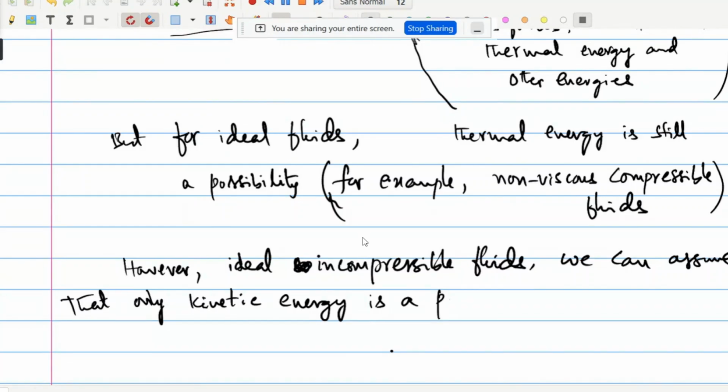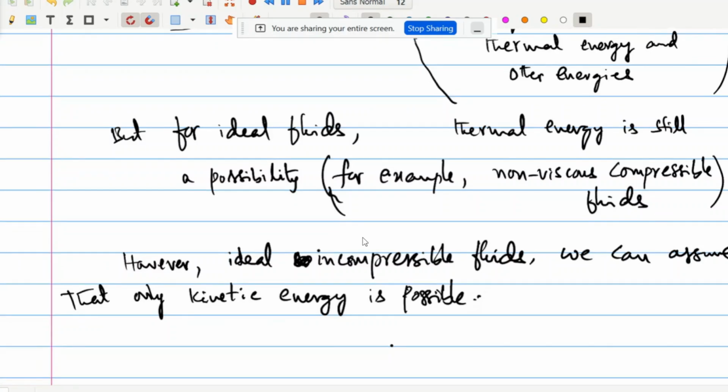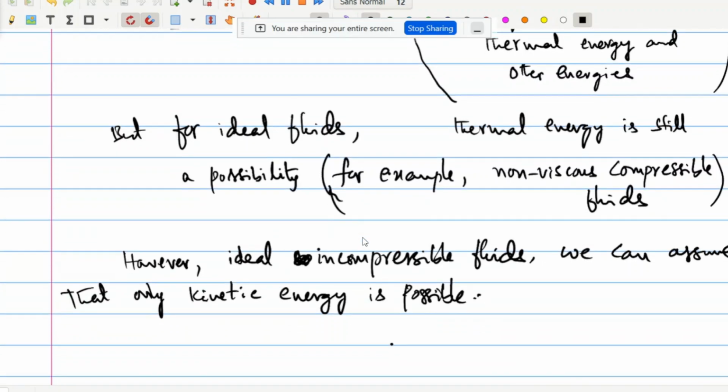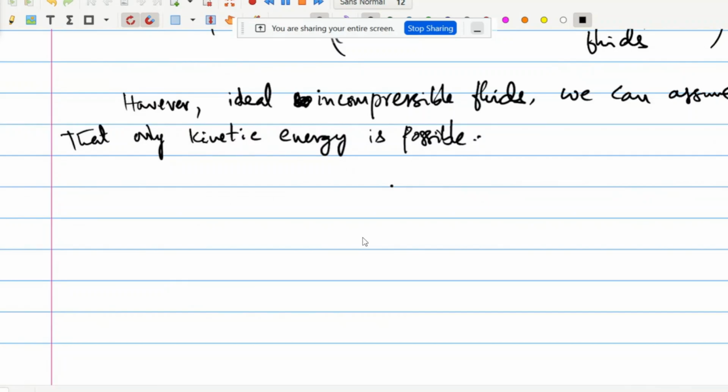How do you write this one? To put it in words, we can assume that only kinetic energy in the system is possible. Okay. You understand this point? Yes, sir. So that means we are only going to do the energy equation only for incompressible fluids. Okay.